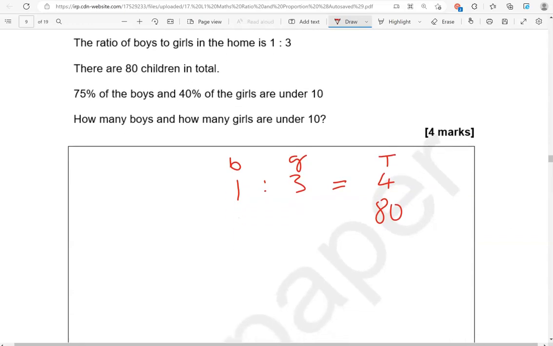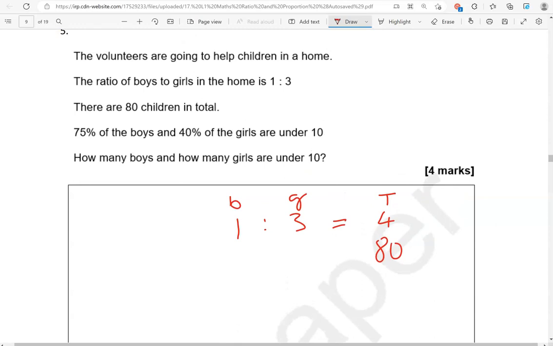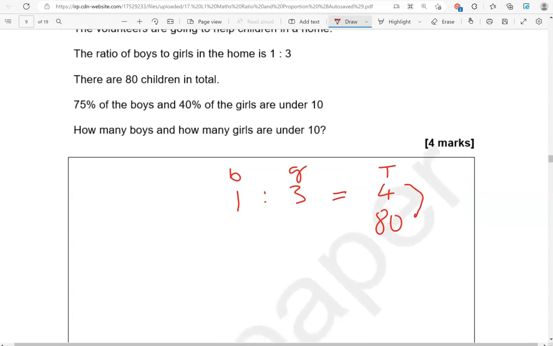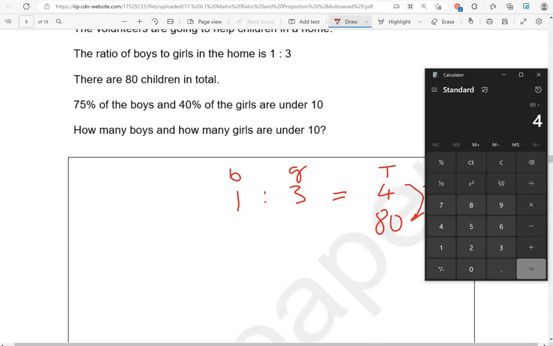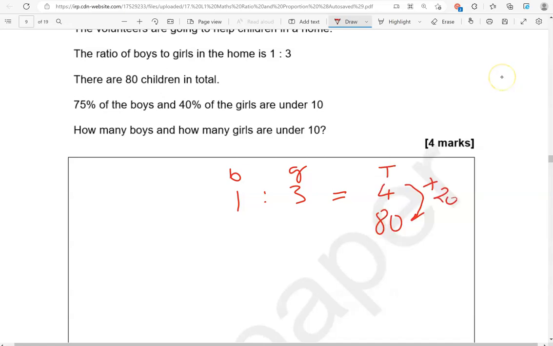So first of all, we need to work out how many of them are boys and how many of them are girls, because we don't know that. So we've got the ratio 1 to 3. Total number of units is 4 because 1 add 3 is equal to 4. And the total number of children is 80. So how do you get from 4 to 80? So 80 divided by 4 gives us 20. So we'll do the same here, 1 times 20 is 20, 3 times 20 is 60. And 20 add 60 gives us 80. So that shows we've done the calculation correctly so far.